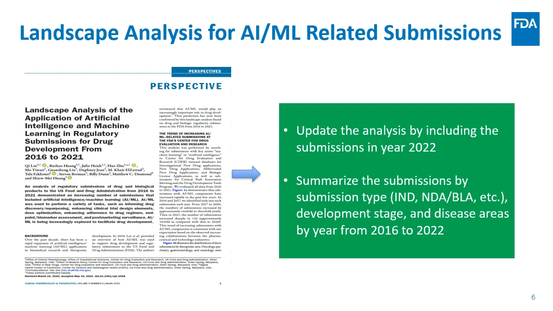Next, I'm going to provide a high-level summary for AI and machine learning related submissions and the FDA. Actually, we conducted landscape analysis for the application of AI and machine learning in regulatory submissions back in 2021. The findings are published in Clinical Pharmacology and Therapeutics in June 2022. You may see the general information on submissions and some specific examples in this manuscript. This presentation will provide you an update from the existing publication by including the applications submitted up to December 2022.